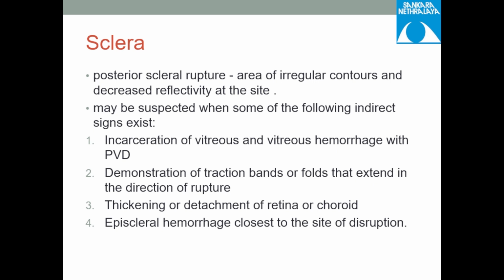Indirect signs of scleral rupture may be incarceration of vitreous and vitreous hemorrhage with PVD, demonstration of traction bands or folds that extend in the direction of rupture, thickening or detachment of retina or choroid, along with episcleral hemorrhage close to the site of disruption.